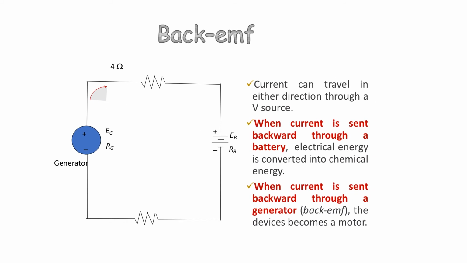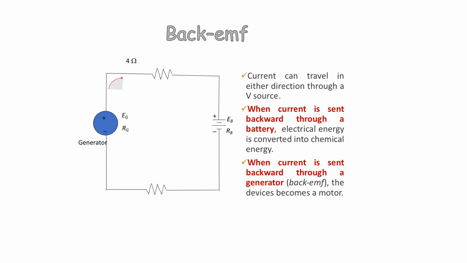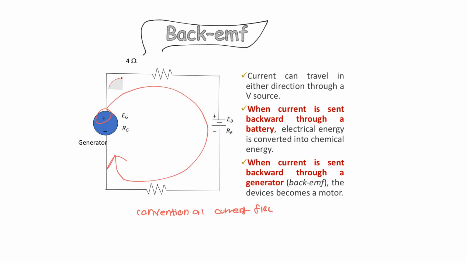Okay, here we are going to proceed with back EMF. What does it mean by back EMF? Back EMF is about the flow of current which is not going to follow the conventional current flow. The conventional current flow is going to be from positive to negative inside the circuit, positive to negative.